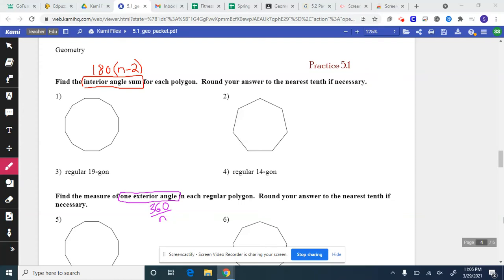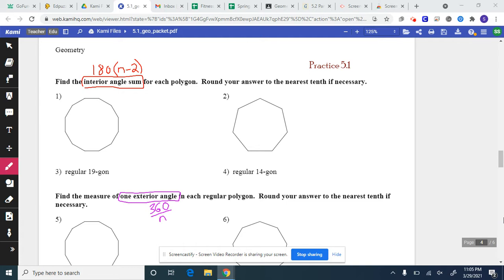All right, guys. So this is 5.1 practice. What I'm going to do is go through a couple examples. I'll do one from each section, just like we normally would for class, and then you guys can finish the rest of them up on your own.